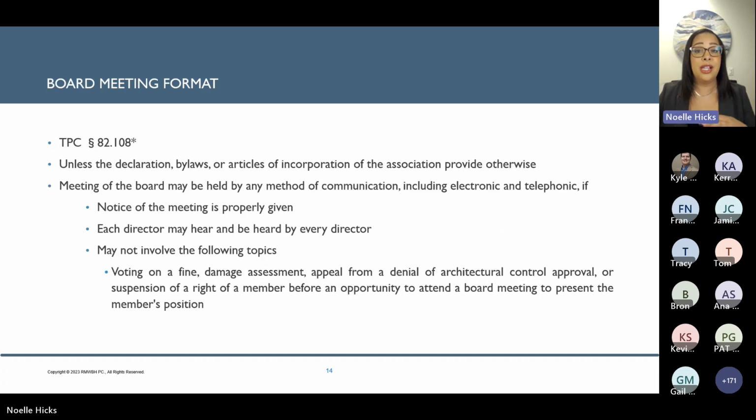Now, there are also some requirements under Chapter 82. So what I just talked about was Chapter 209. Again, that relates to single family communities. Now let's talk about Chapter 82, which does give us some specifics.